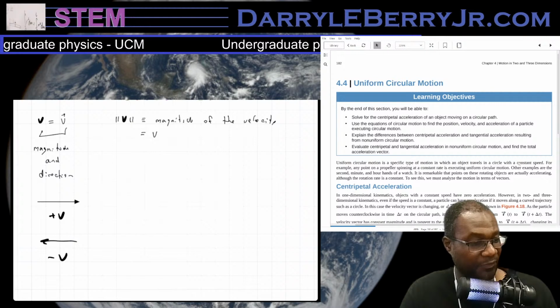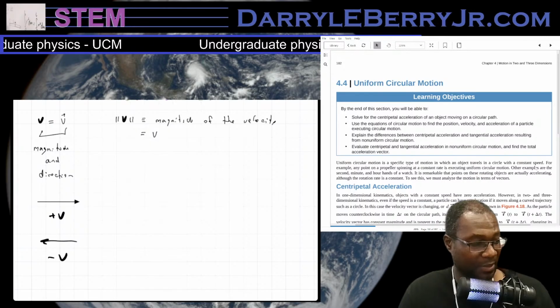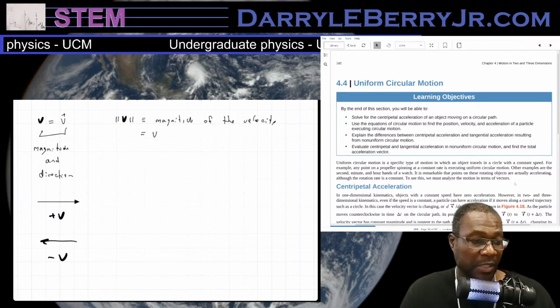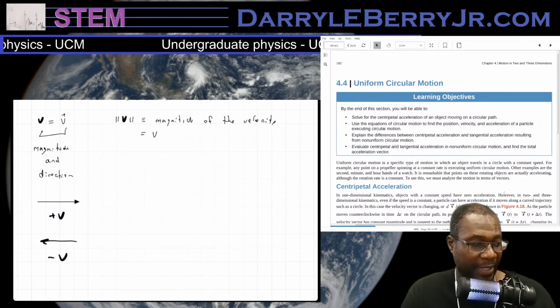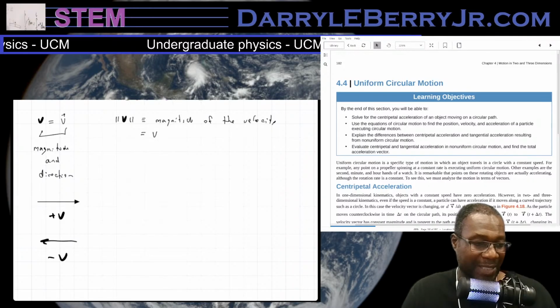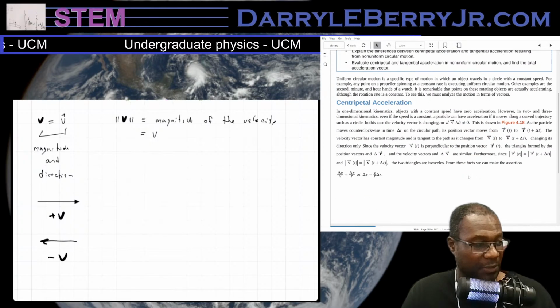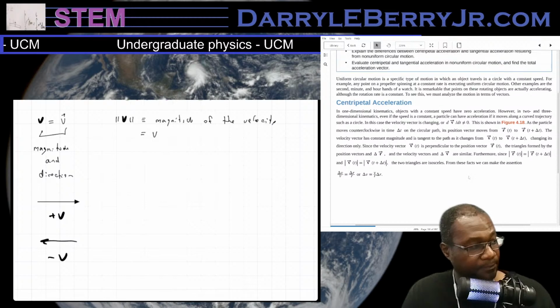So what they're saying is that the speed is constant, the velocity will be changing because it's turning, as we'll see momentarily. Any point on a propeller spinning at a constant rate is executing uniform circular motion. Other examples are the second, minute, and hour hands of a watch. It is remarkable that points on these rotating objects are actually accelerating, although the rotation rate is constant. To see this, we must analyze the motion of vectors, as I was hinting at earlier.